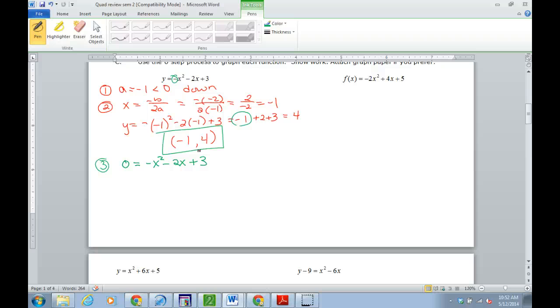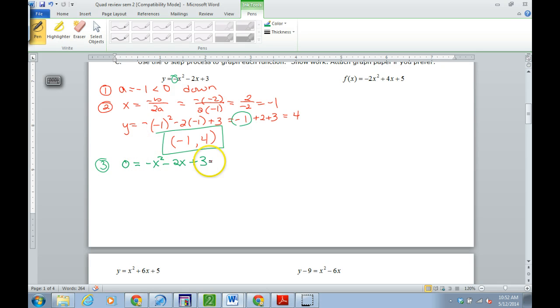Here's the thing. This one looks pretty easy to factor by hand. If you're going to factor it by hand and you have a negative a, you need to switch all your signs. It makes it easier to factor. If you're going to use the quadratic formula, you don't need to switch your signs. So make note of that somewhere on your page and remember that, because that's an area that people mess up.